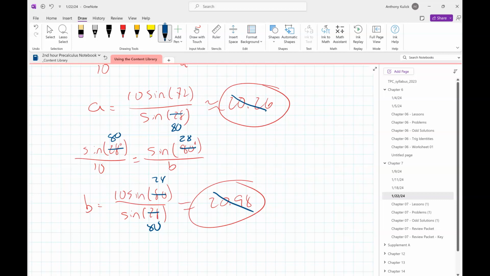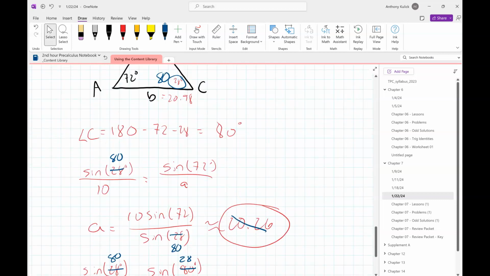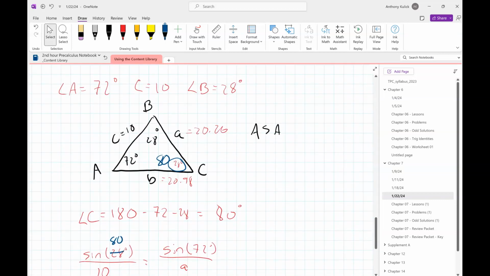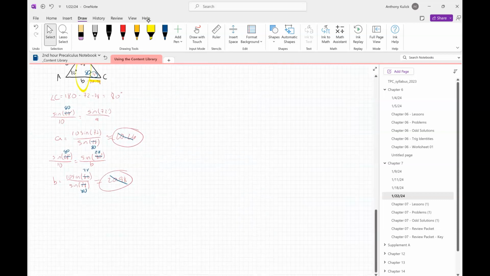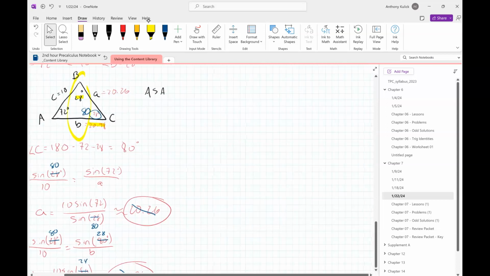Okay? Yeah. Because how did I find out that I murdered the whole problem? I tried to check it, right? The biggest side should be across from the biggest angle and the smallest should be across from the smallest. And I looked here and I went, well, that ain't right. But that's the check.